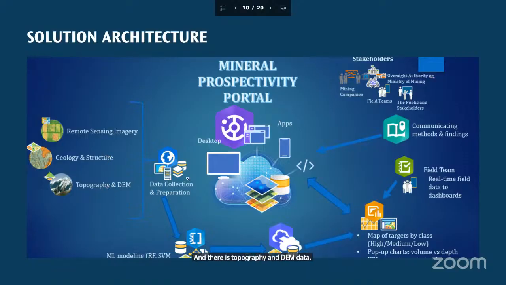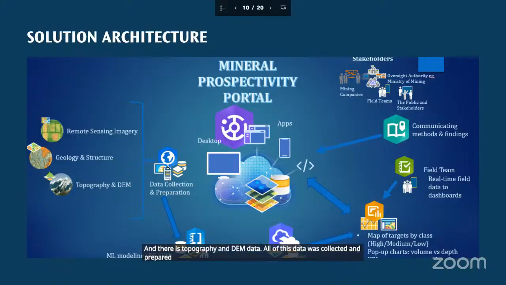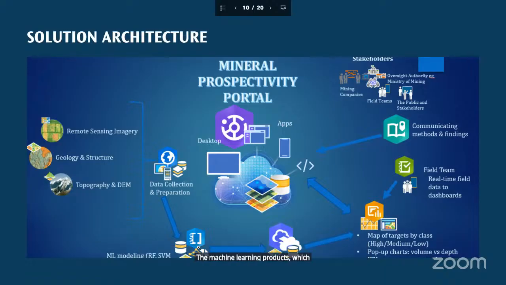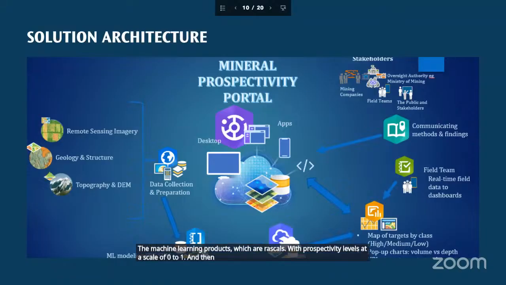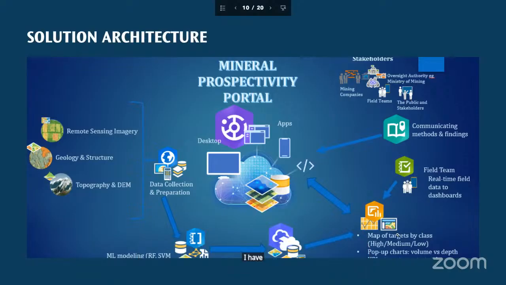All of this data was collected and prepared in ArcGIS Pro. Afterwards, I did the machine learning modeling, still in ArcGIS Pro, via notebooks. And then from them, I was able to obtain the machine learning products, which are rasters with prospectivity levels on a scale of 0 to 1. And then these rasters are turned into polygons, which are then hosted on ArcGIS Online. And then from ArcGIS Online, the maps of the targets and certain insights, I have processed them all on ArcGIS dashboards.